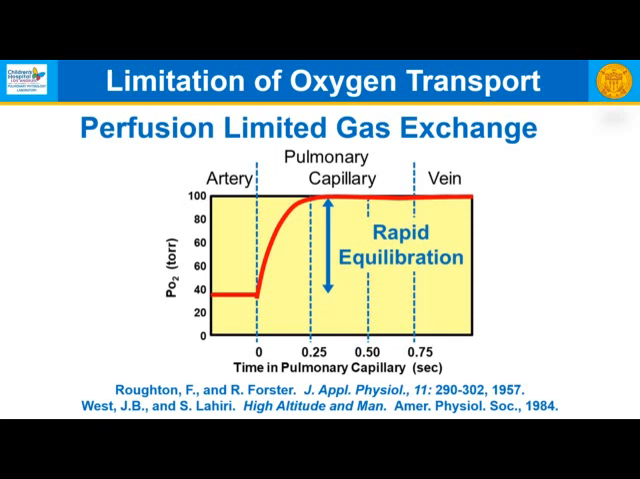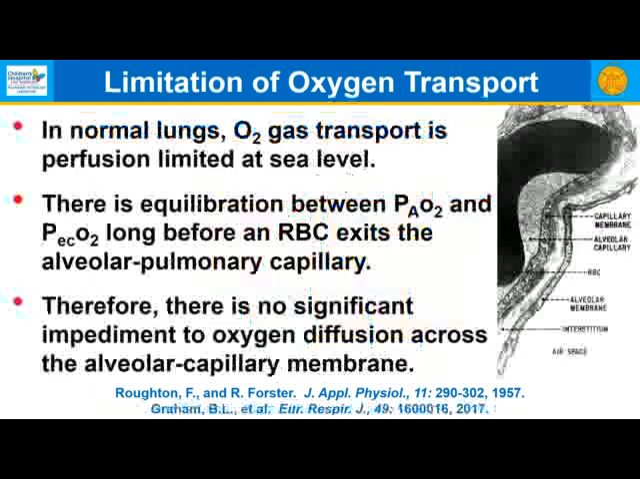So basically complete diffusion here, so in this case gas exchange is limited by perfusion. Once this equilibration is achieved, the only reason more diffusion does not occur is that hemoglobin is already 100% saturated. It can't take any more oxygen.